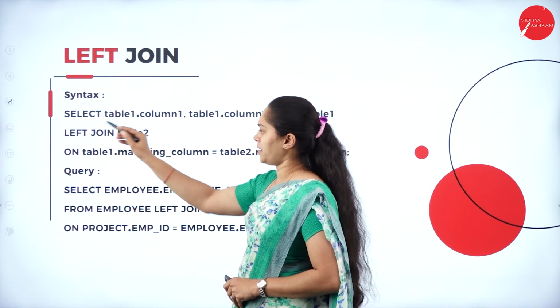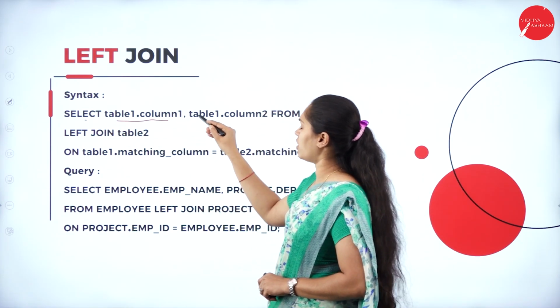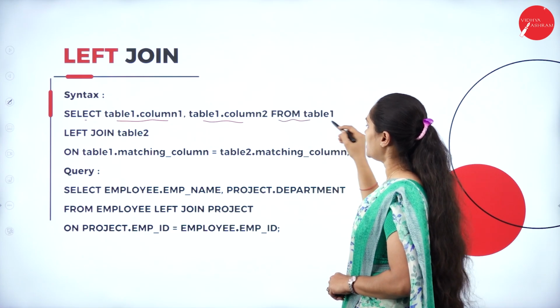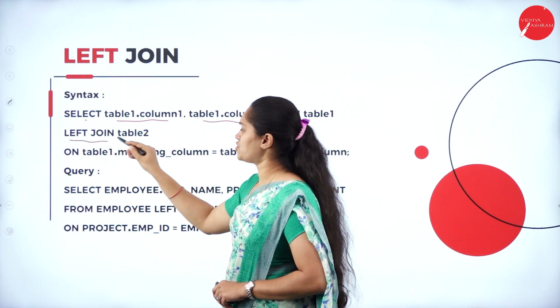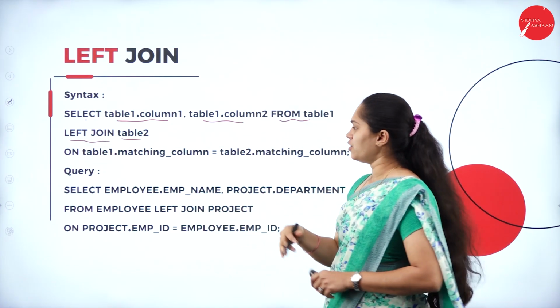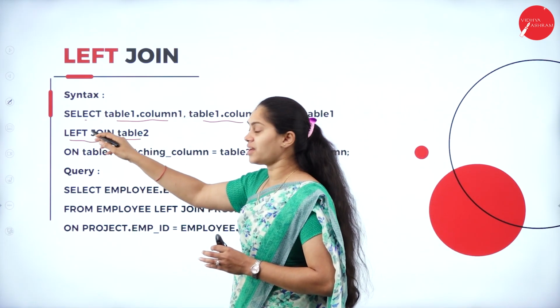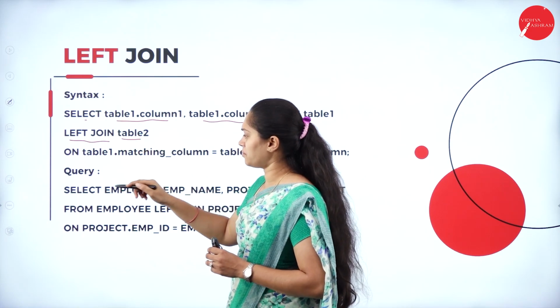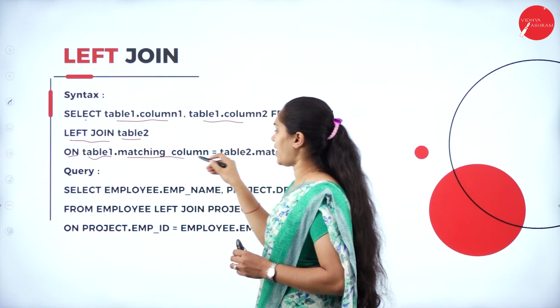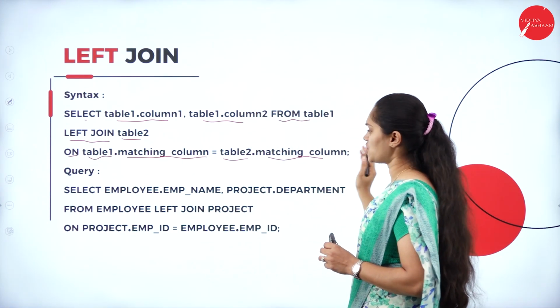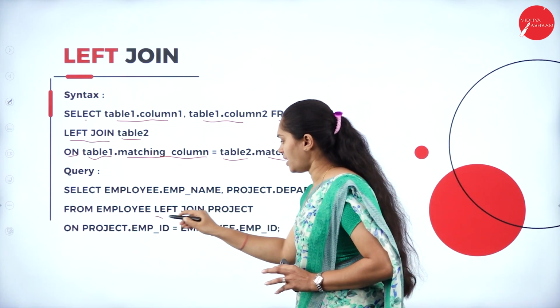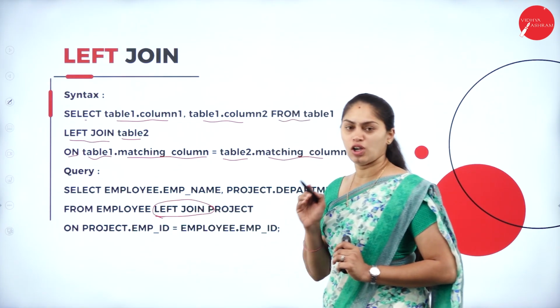This is the same as the previous one. Select table 1 dot column 1, table 1 dot column 2, from table 1 left join table 2. So here we are fetching the columns from the tables and we are using left join with table 1 and table 2 on table 1 dot matching column equals table 2 dot matching column. Same as before, and we have the left join clause here.